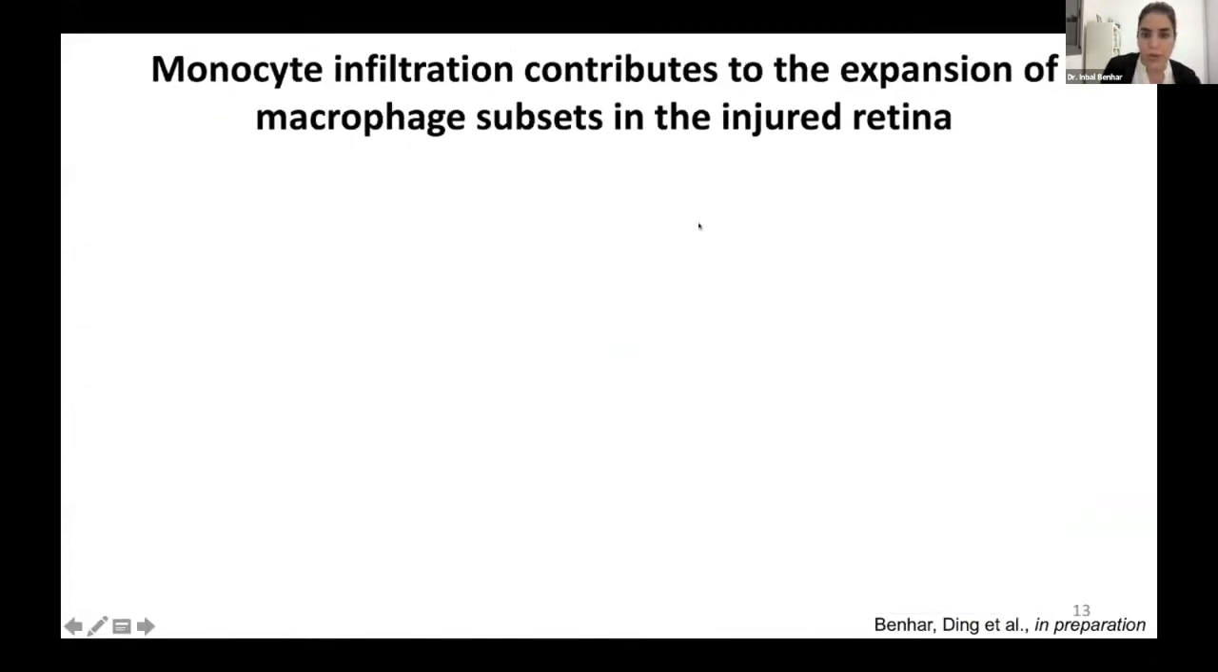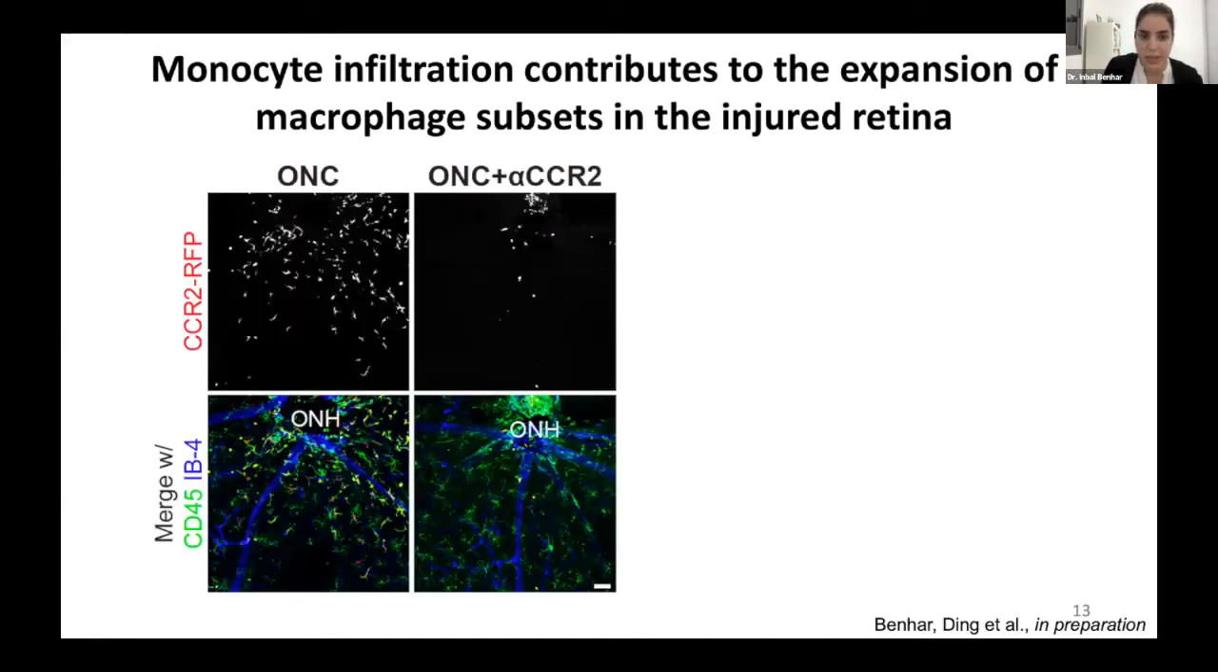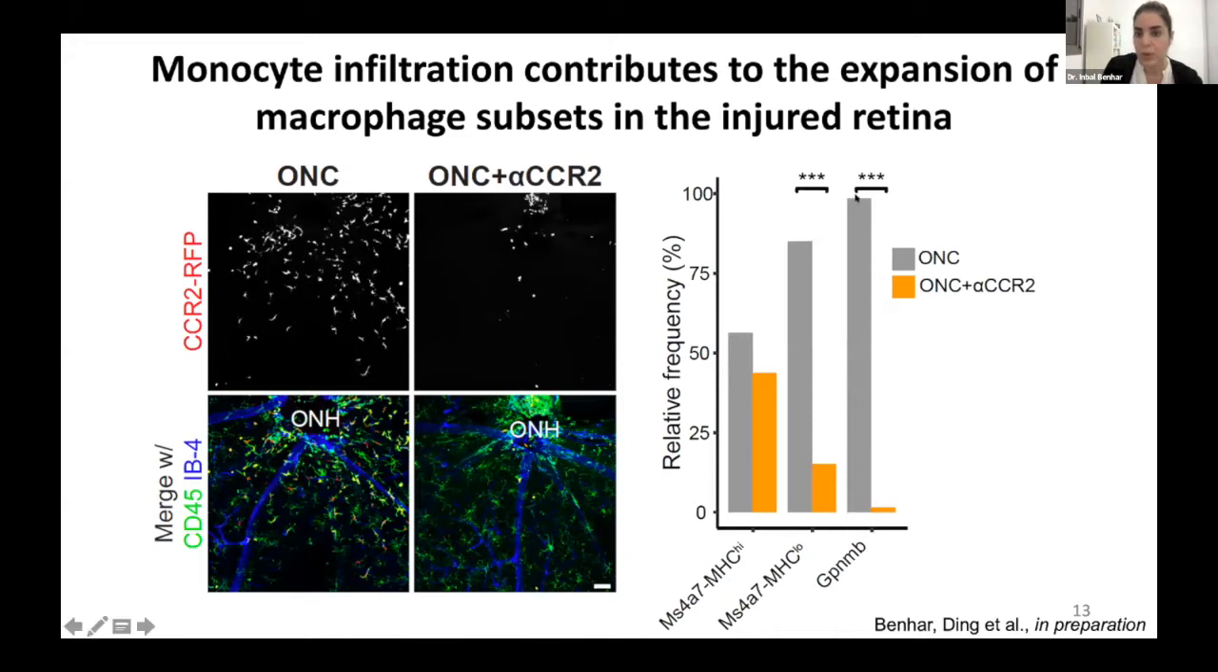Finally, we wondered whether this early monocyte infiltration and the later macrophage expansion are connected, or in other words, whether monocytes could be the source of these macrophages. To this extent, we used an anti-CCR2 antibody, which effectively depletes monocytes in the blood, and as you can see here, also depletes them in the retina. And we collected immune cells and subjected them to single-cell RNA sequencing. This is, of course, from injured mice in both cases. And we see that monocyte depletion results in a decrease in these macrophage subsets. So this indicates that in the context of injury, at least to some extent, monocytes do contribute to the expansion of these macrophage subsets.